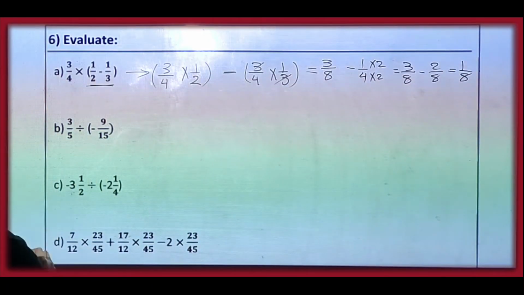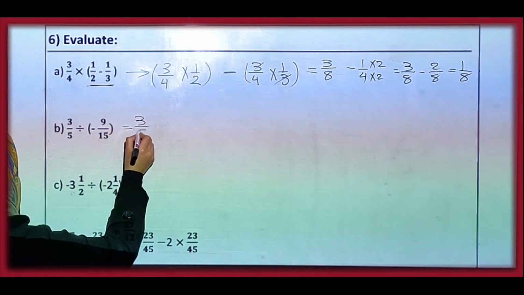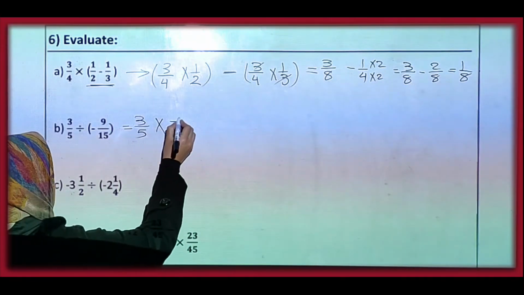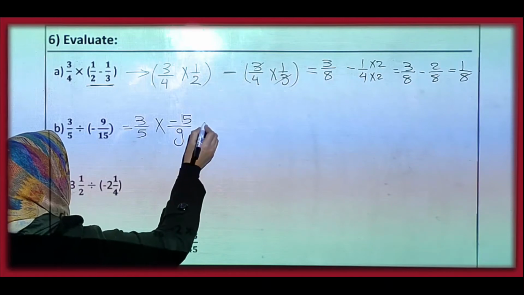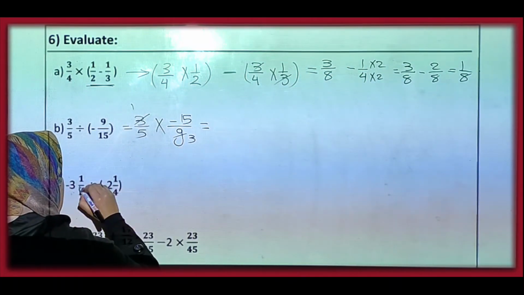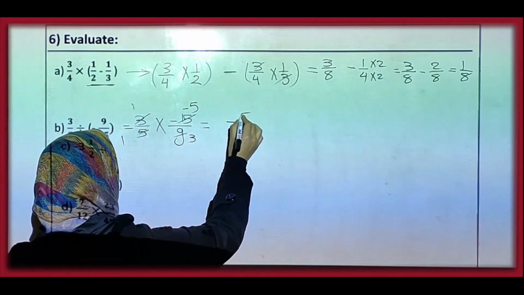Letter B, to find the division of these two rationals, 3 over 5 converted into multiply and the multiplicative inverse of the second. By simplifying, divided by 3 equals 1, divided by 3 equals 3, divided by 5 equals 1, divided by 5 equals negative 5, equals negative 5 over 3.